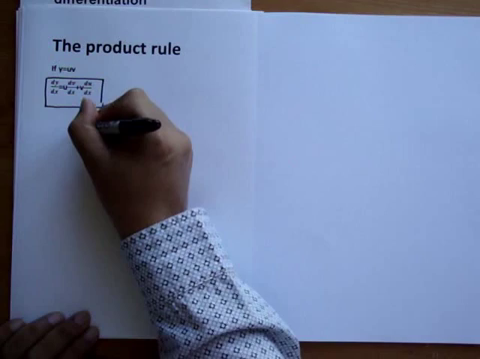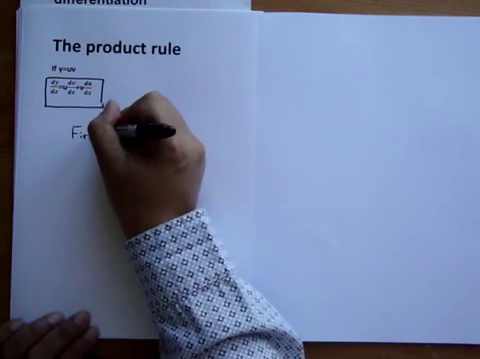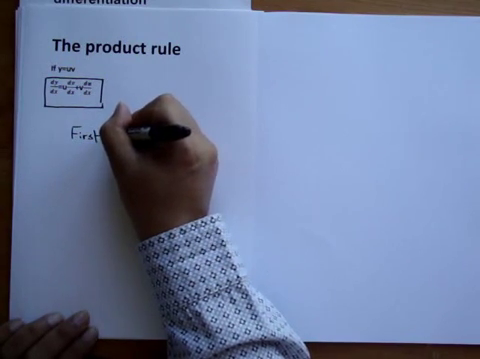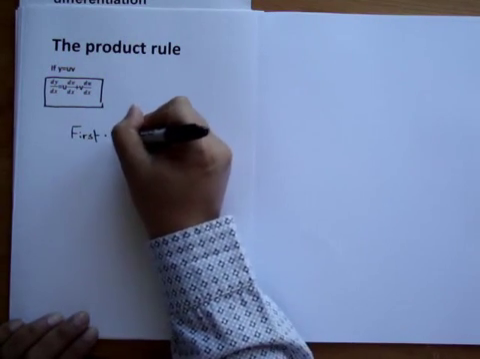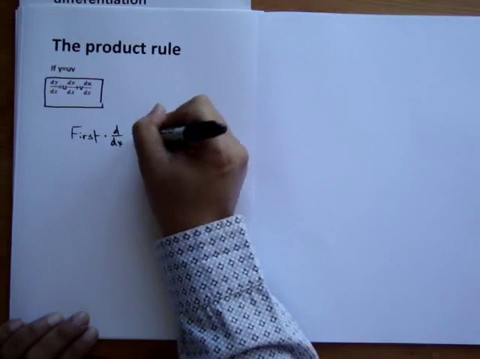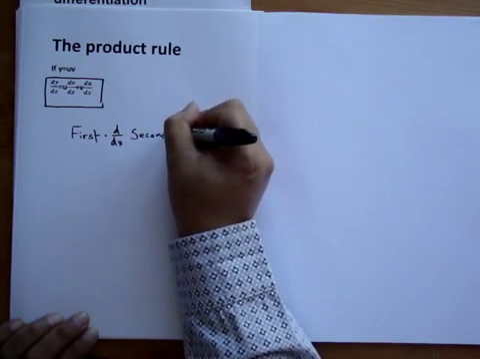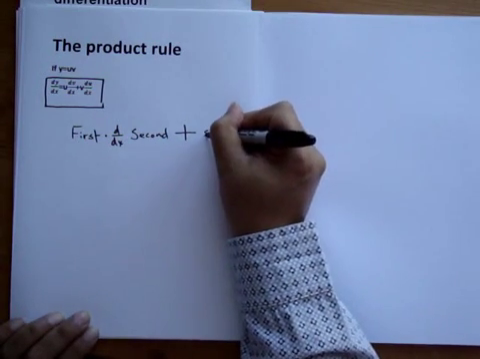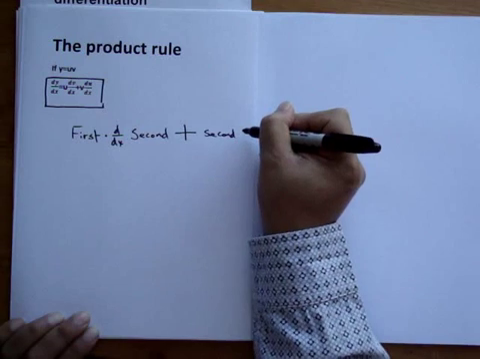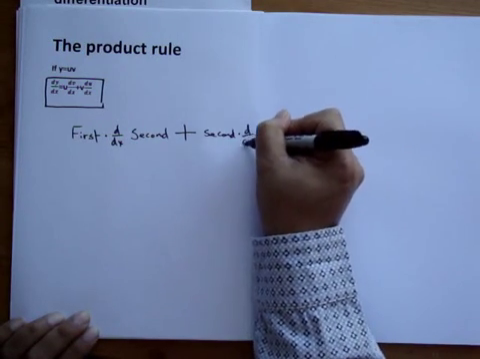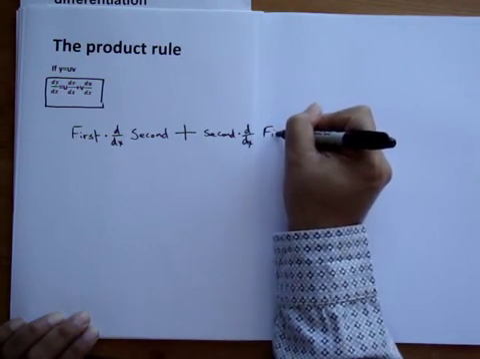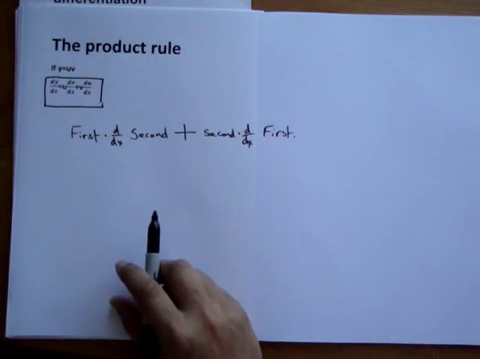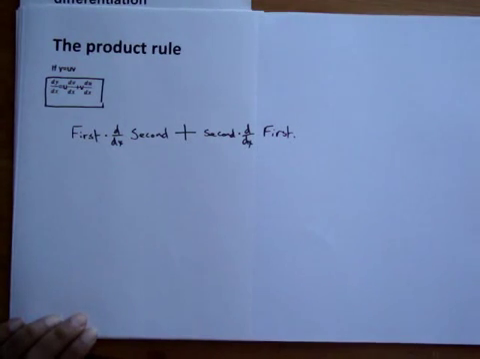So it's the first term, then multiplied by, put a little dot for multiply, d by dx, the derivative of the second, plus the second multiplied by the derivative of the first. So let's have a look at that by doing a little example.